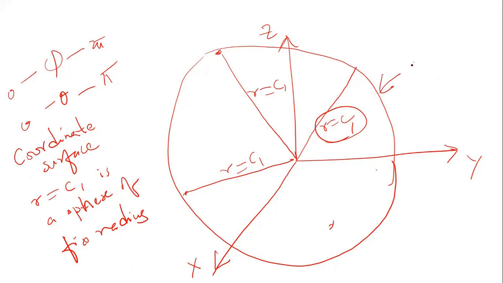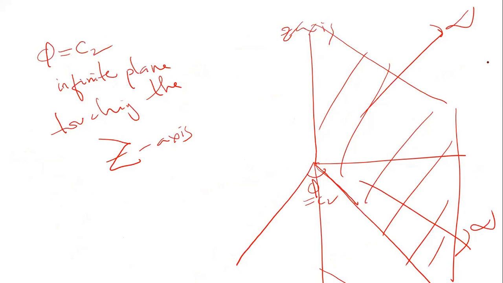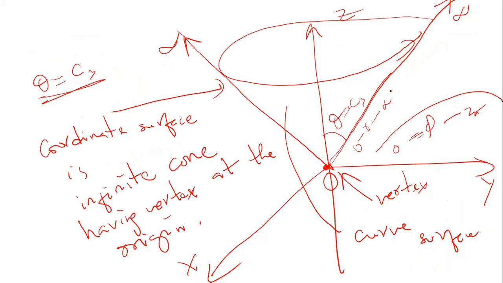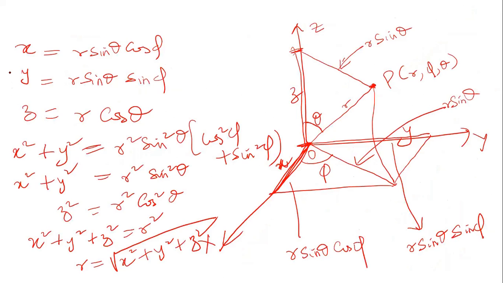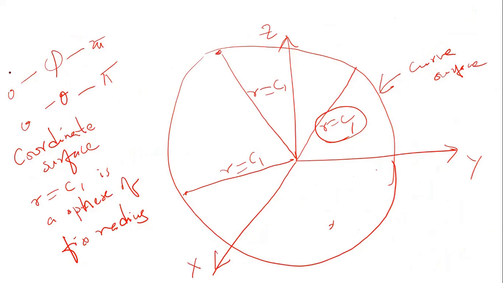So r equal to c1 surface is a curved surface. Similar to that, we have also discussed phi equal to c2. When you fix the value of phi, you can vary your r from 0 to infinity, and your theta from 0 to pi. You will have an infinite plane touching the z-axis. And when you fix the value of theta at c3, you will have an infinite cone. So this is also another curved surface, right? So these are the coordinate surfaces for a spherical coordinate system.